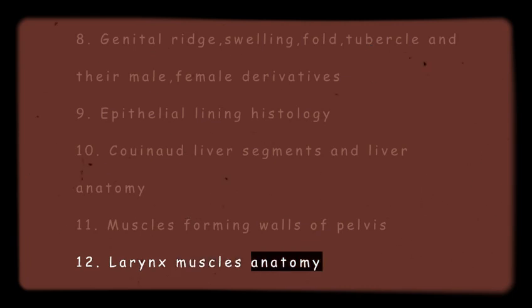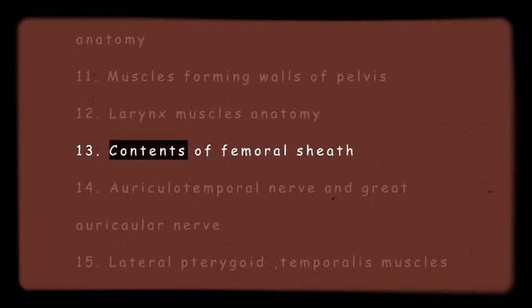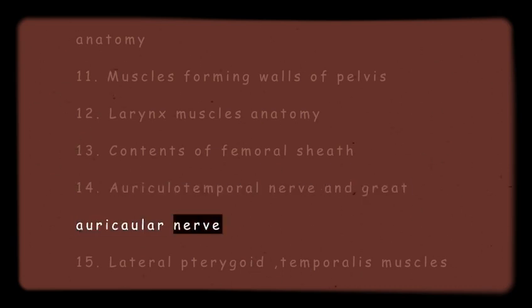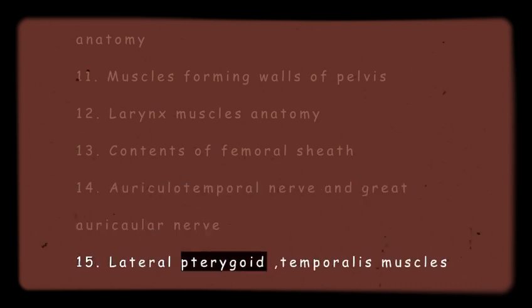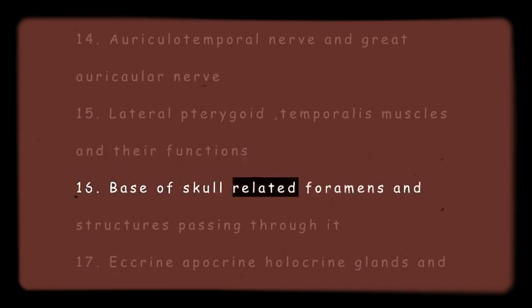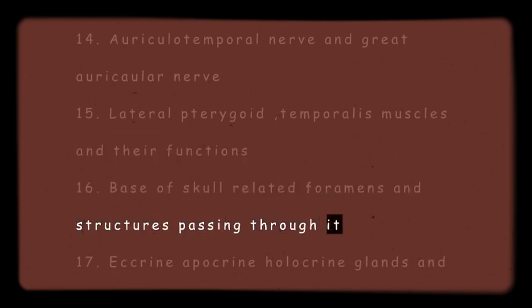12. Larynx muscles anatomy. 13. Contents of femoral sheath. 14. Auriculotemporal nerve and great auricular nerve. 15. Lateral pterygoid, temporalis muscles and their functions. 16. Base of skull, related foramens and structures passing through it.